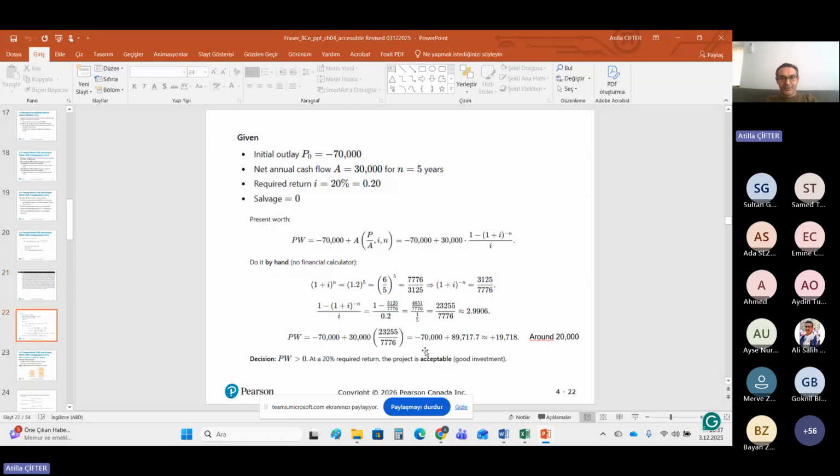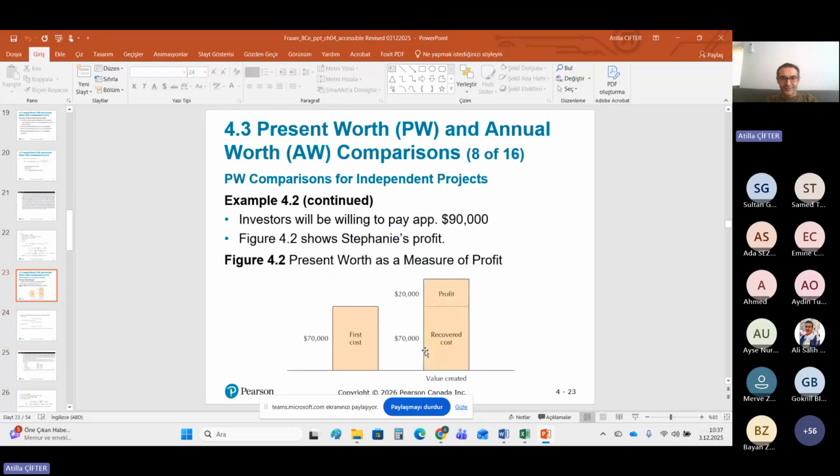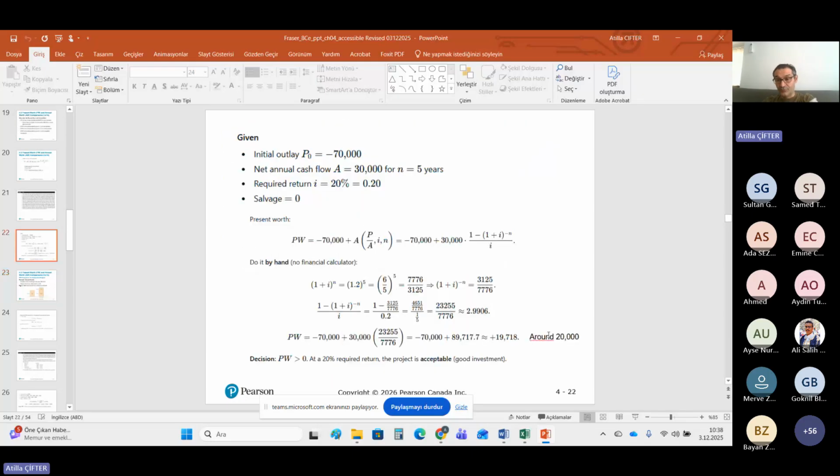Okay hocam. So here, look at the picture. First cost is 70,000. And then what happened? If, for instance, investors are willing to pay up to $90,000 for this application, then as you can see, Steve will cover 70,000 and make a profit of $20,000. So if he sells this investment immediately, he already has a profit of $20,000.